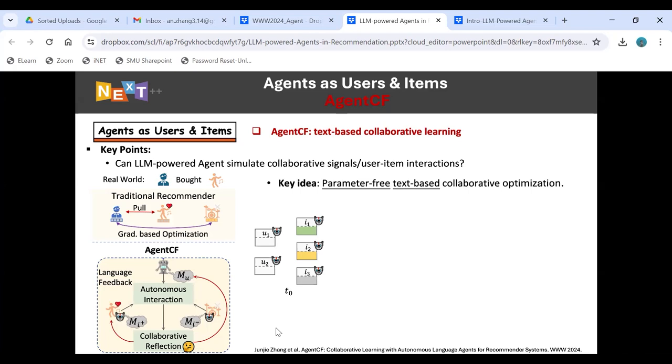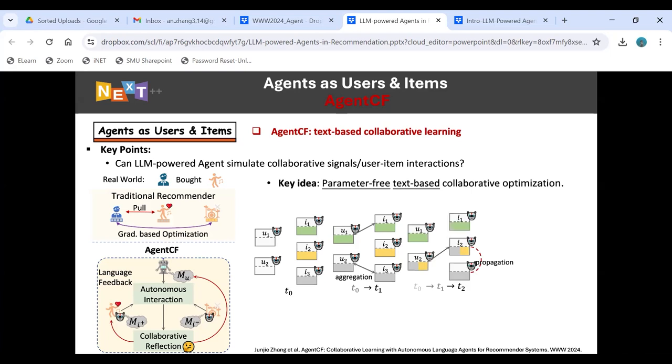At each step, we will prompt the user and item agents to interact. Then based on the feedback, we find out that this one is misleading. So we let the user and item agent's profiles be reflected and updated. So basically propagation happens in a mutual manner. And in this way, the simulated preferences of user agents and item agents mutually aggregate and can be propagated to other agents. So basically agent CF implicitly models the collaborative filtering through interactions, which is parameter-free and text-based collaborative optimization.